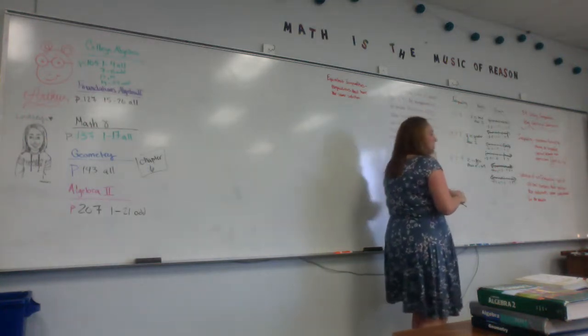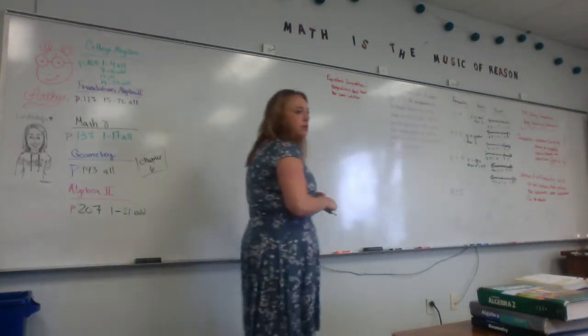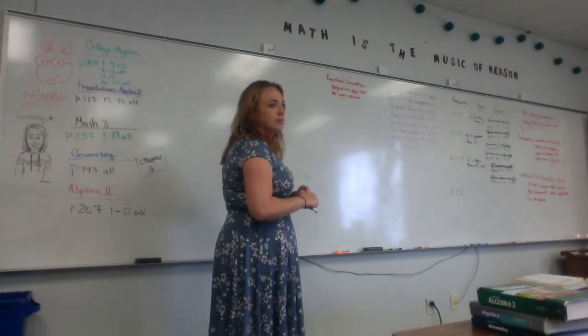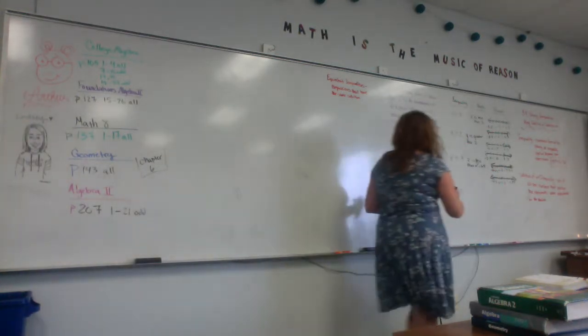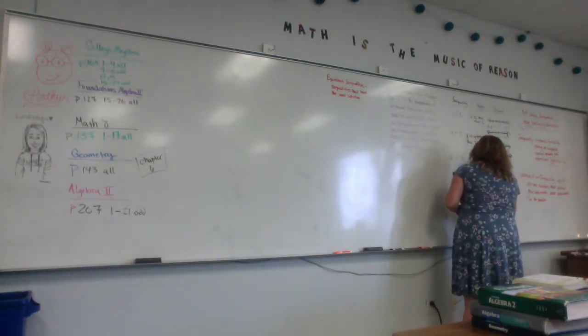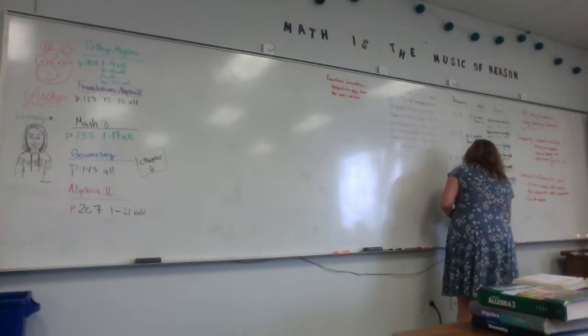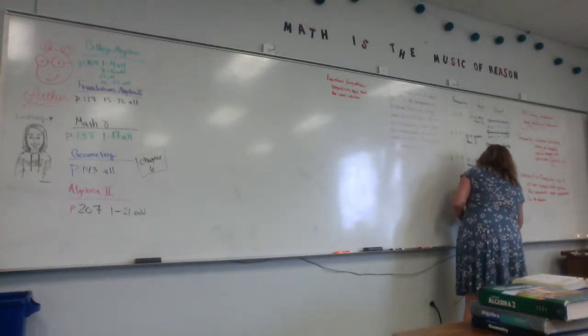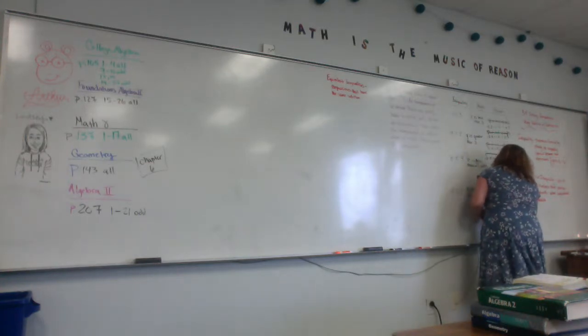How do I read this statement right there? Jacob, how do you read the last one? N is greater than or equal to 2. Good. N is greater than or equal to 2. And I go to graph that.